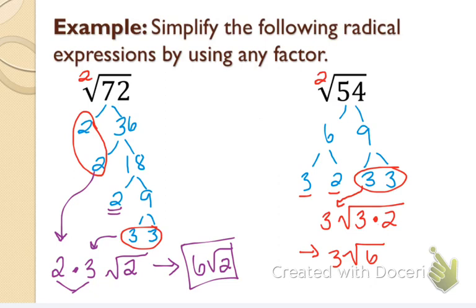And how can we check our work? Again, this outside number, if you double it, we get 9. And if we multiply it times the number that was inside the radical, we get 54. And 54 is our radicand.